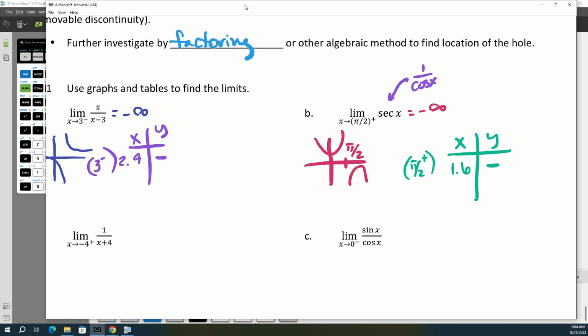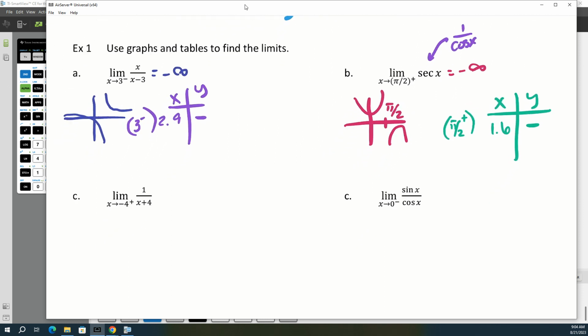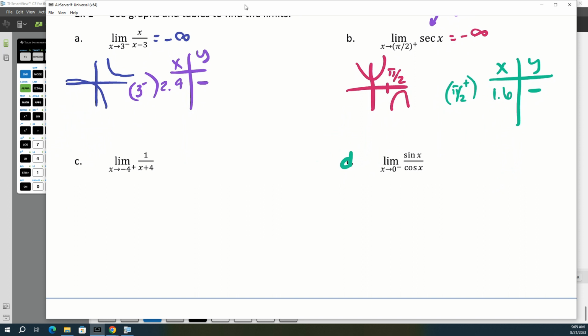So those are the 2 ways that you can use the calculator and find values for one-sided limits. Let's go ahead and do a couple more. Why are there 2 C's? Oh, there's not supposed to be. Let's fix that. Just a typo. You guys want to try C on your own? Why don't y'all do that?